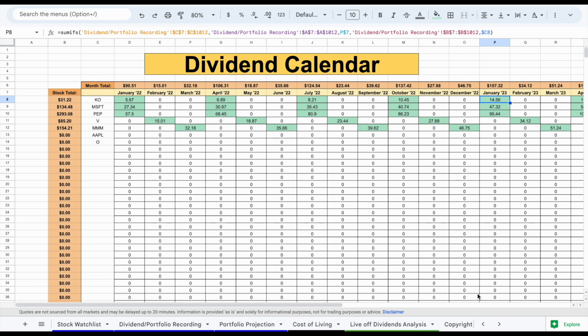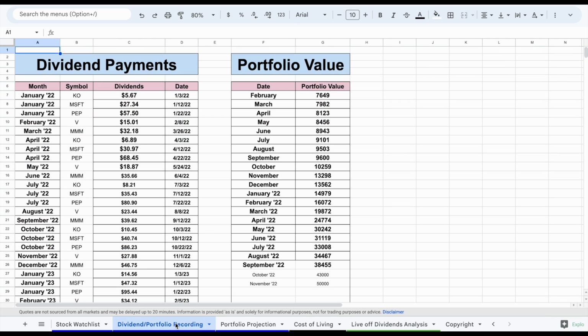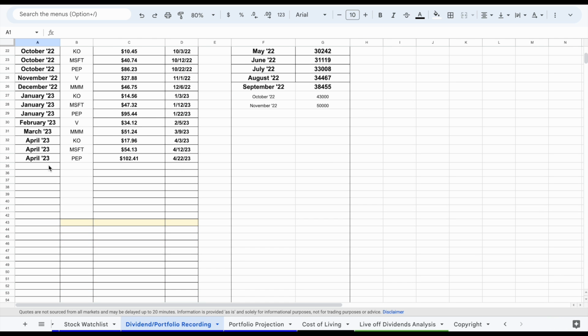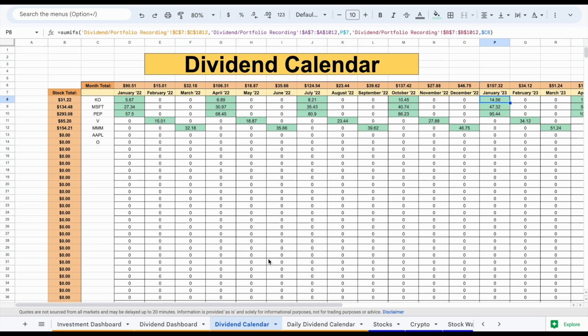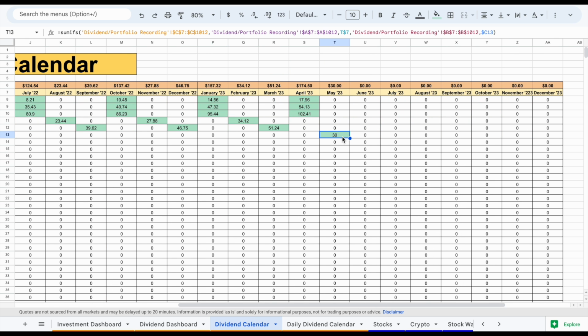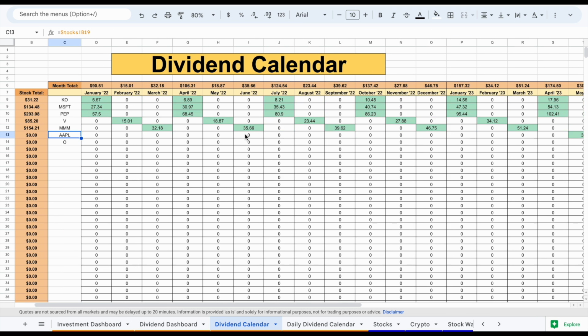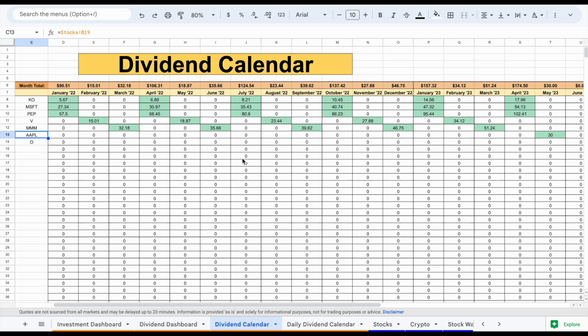Basically what you do is you come over here to your dividend/portfolio recording tab. We'll come down here and let's say in May of 23, I received a dividend payment from Apple. I could plug in how much that was, $30, and we could see I received it on May 1st, 23, and I'll hit enter. So when I jump back over to our dividend calendar, come over here, you can see that $30 payment reflected right here for the month of May and for Apple right here. So again, a very powerful way of tracking your dividend income.